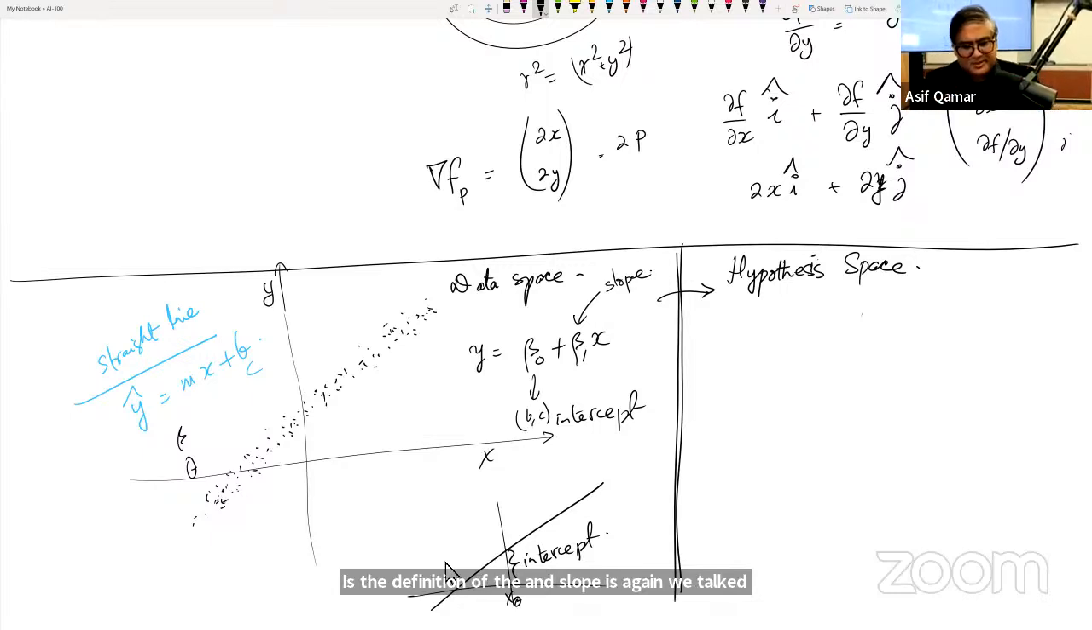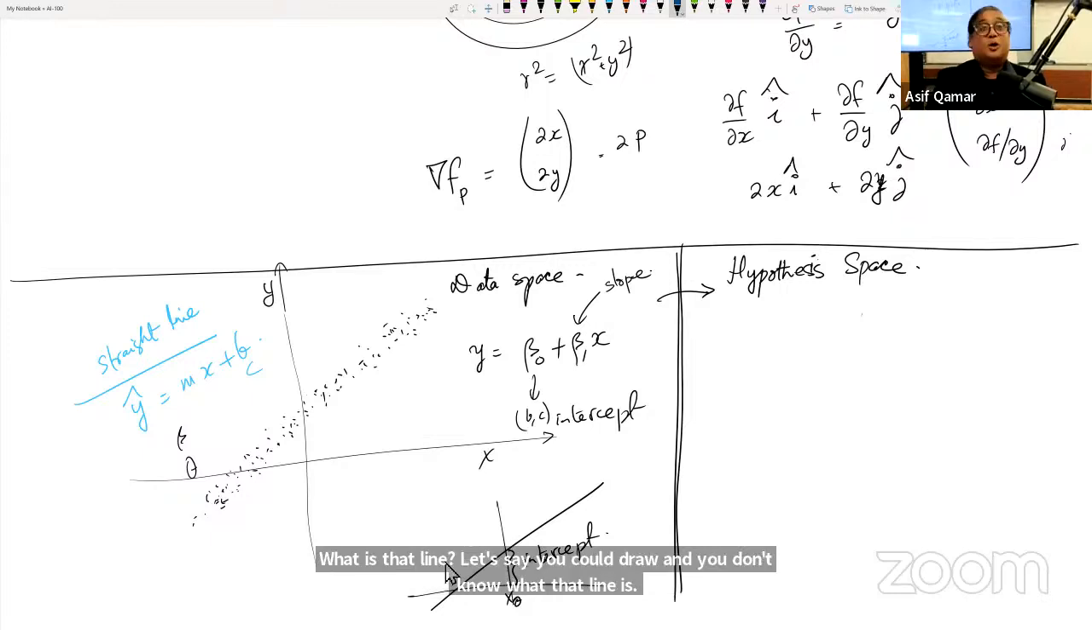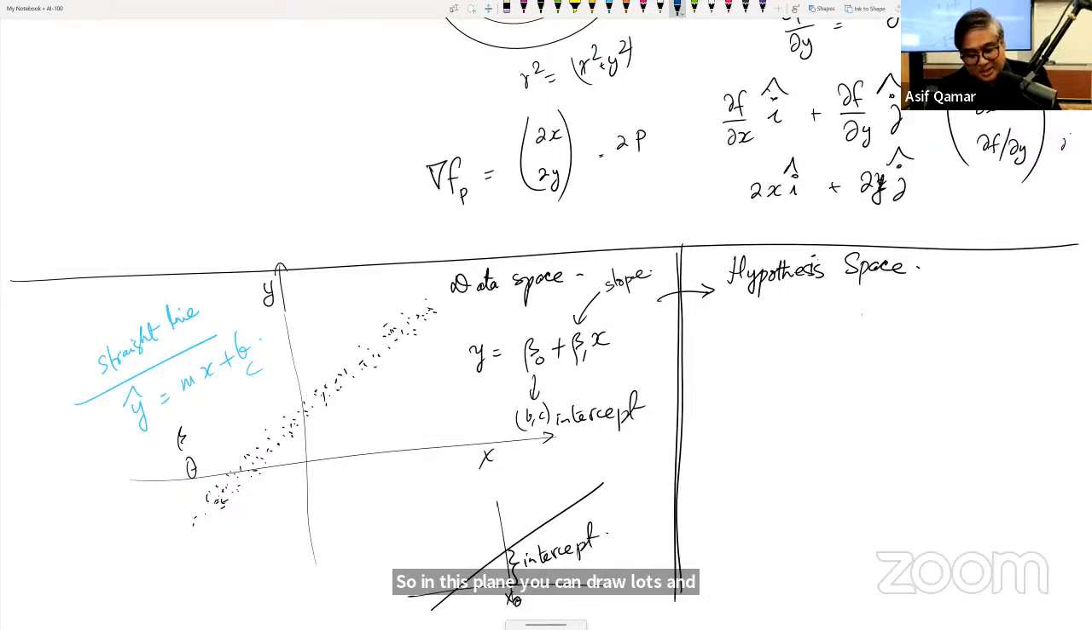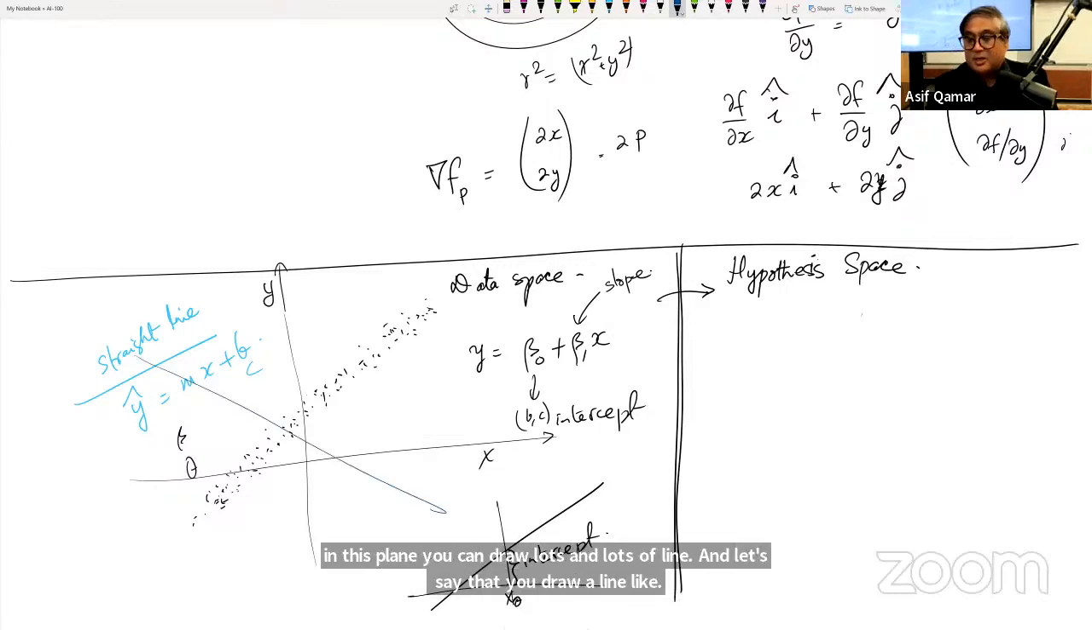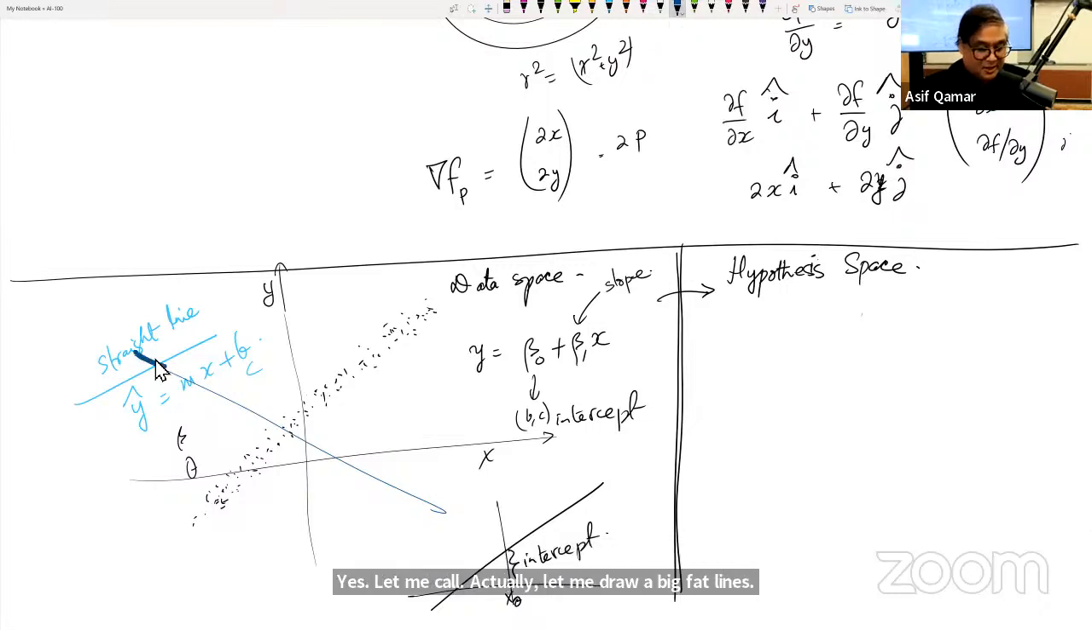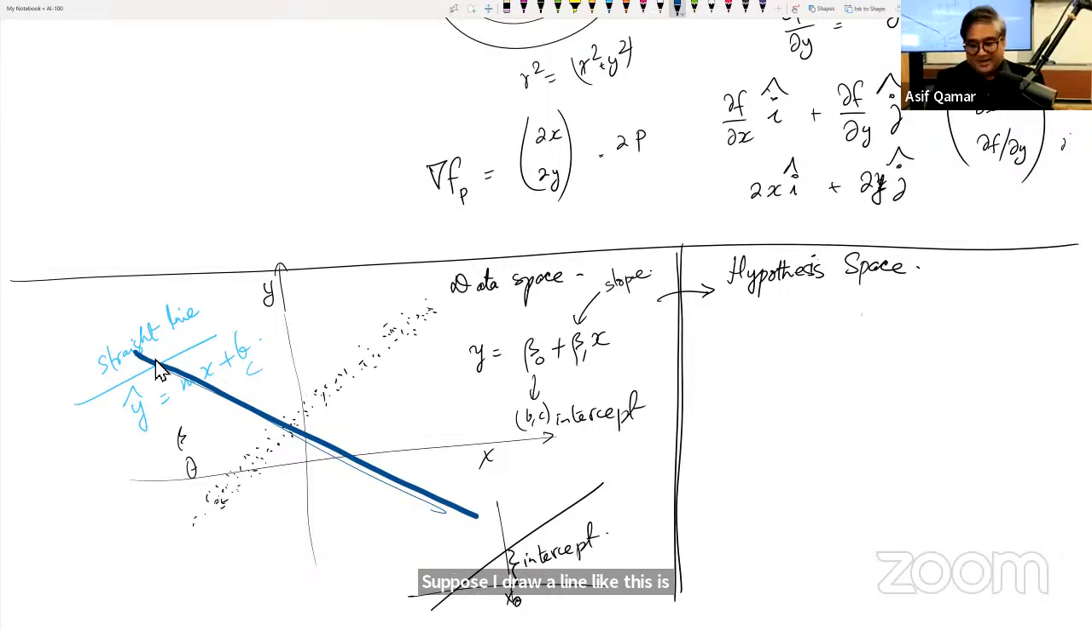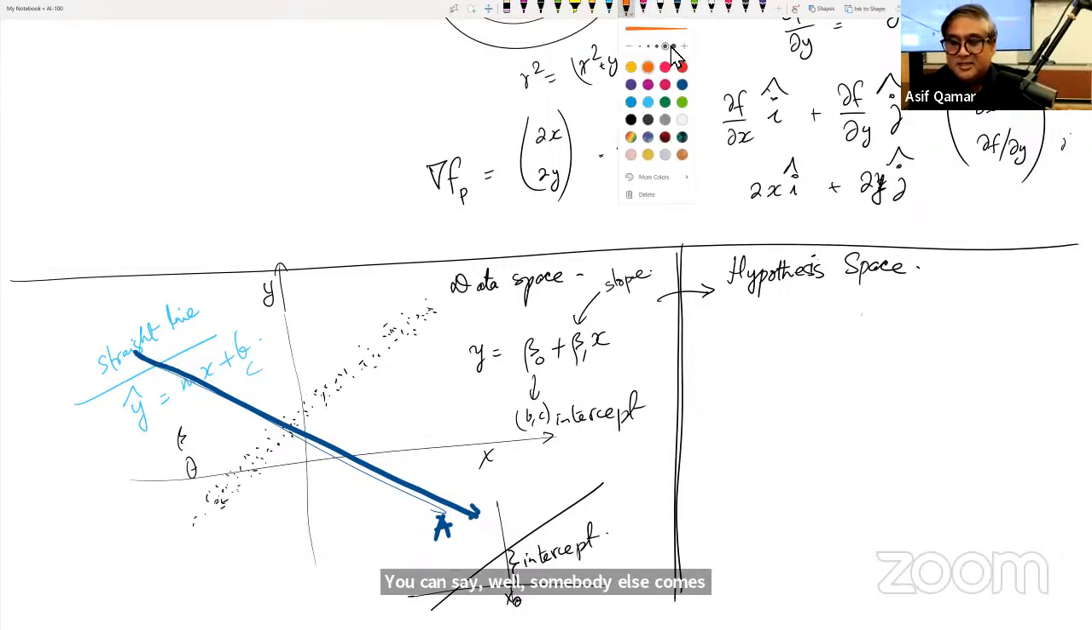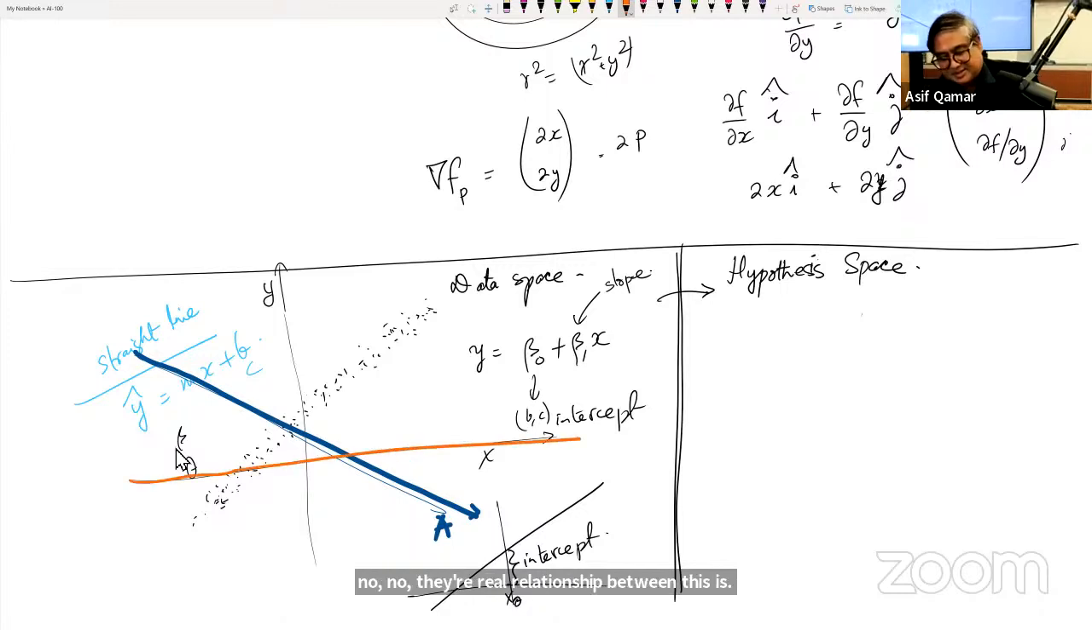Now, you know that on this page, there is one line that will best fit the data. What is that line? You don't know what that line is. So in this plane, you can draw lots and lots of lines. Let's say that you draw a line like this. Let me draw big fat lines. Suppose I draw a line like this, this is my first hypothesis. Let me call this hypothesis A. You say A is the relationship between input and output. You seem to be rather off base, isn't it? Somebody else comes up and says, no, the real relationship is, there is no relationship. This is it. B.